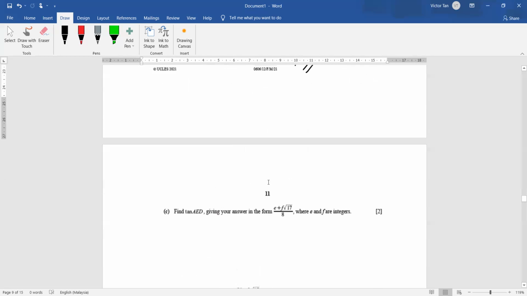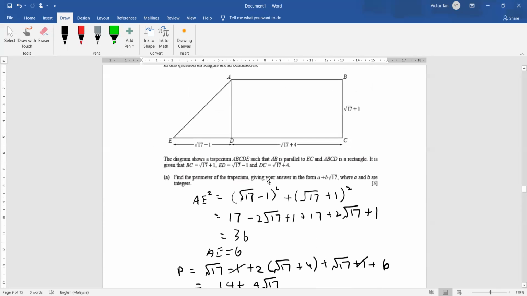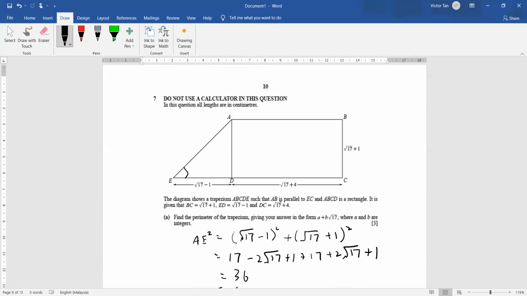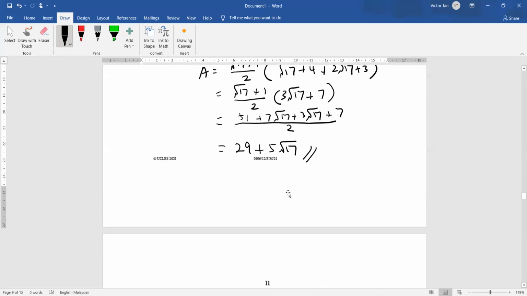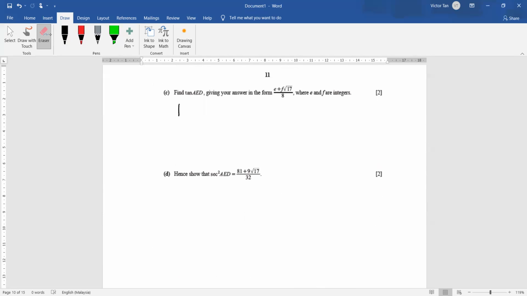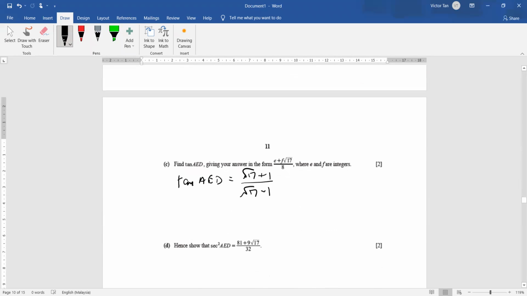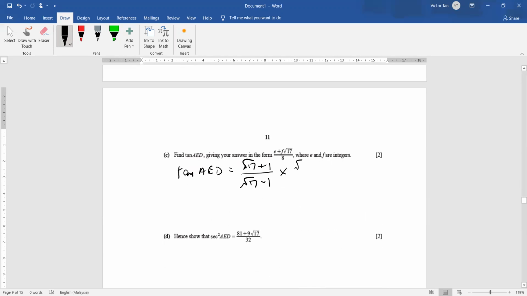Find tangent AED, giving an answer in the form A plus B root C or something. Tangent AED is opposite over adjacent. Tangent AED equals root 17 plus 1 over root 17 minus 1. So this is opposite over adjacent, so you need to rationalize. You multiply by root 17 plus 1 over root 17 plus 1.